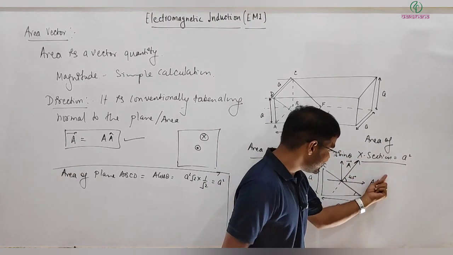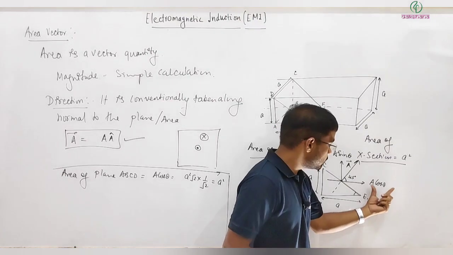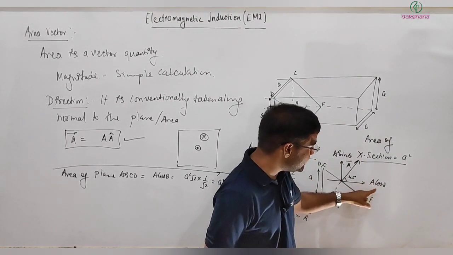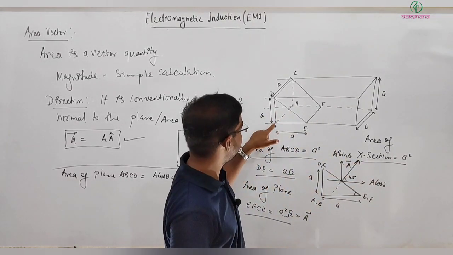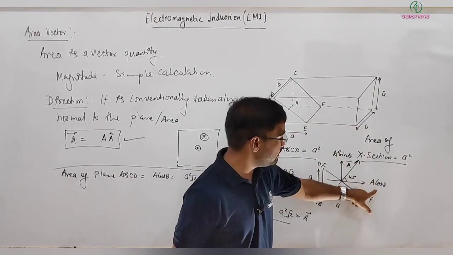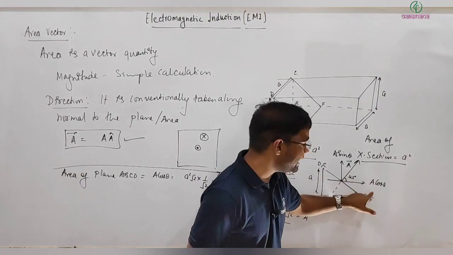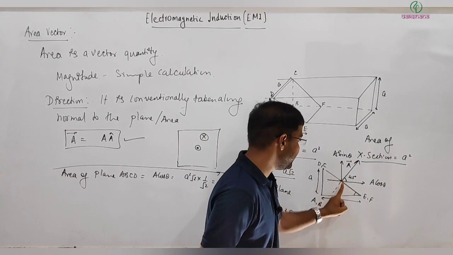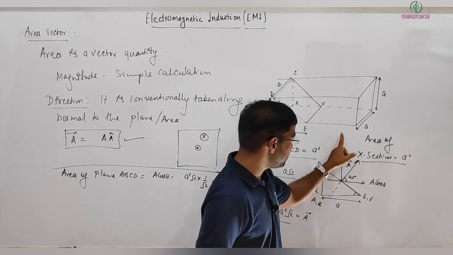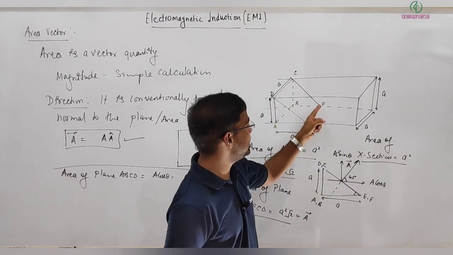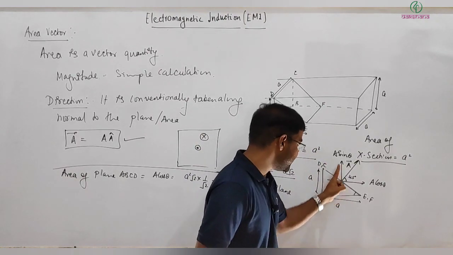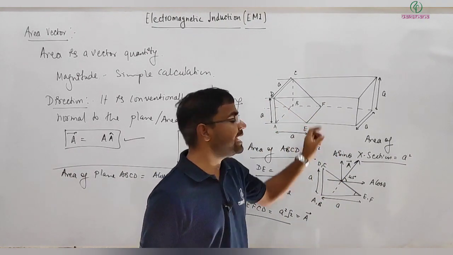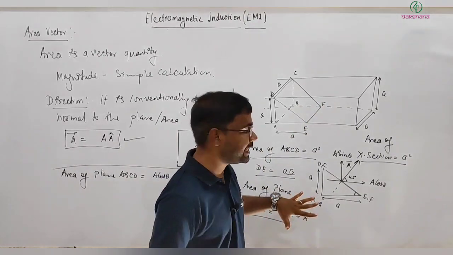Now the point is, this area will be of which plane? For that you need to see for which plane this is the normal. You can see for the ABCD plane this will be the normal. So this area is for plane ABCD. Now here also A sin theta. This normal will be along which plane? ABFE. So this A sin theta will be the area of plane ABFE. I hope you are clear.